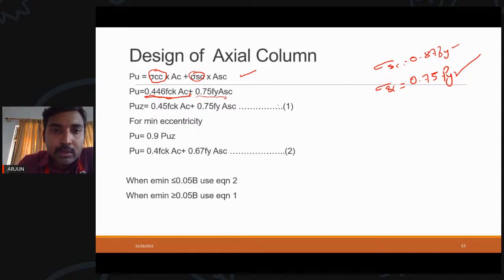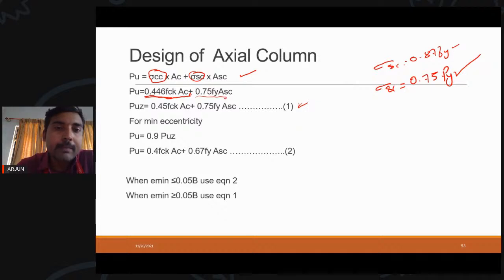So in this equation, 0.446 is generally rounded off to 0.45 FCK. This is the equation to determine the compression carrying capacity of the column when there is no minimum eccentricity, when there is no provision for it. If they mention to neglect the minimum eccentricity condition, then we can use this formula.